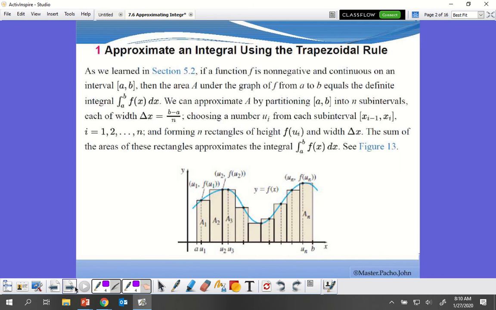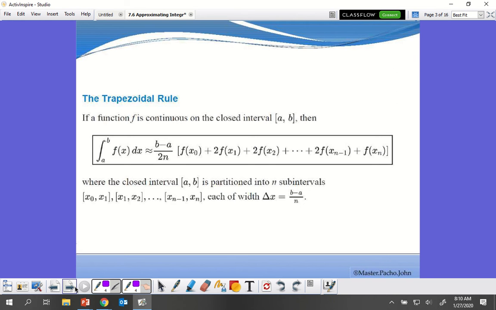Okay, see all this right here? Okay, here it is. Okay, delta x is super important, isn't it? Yeah, okay, so same thing. So we're going to figure out delta x.